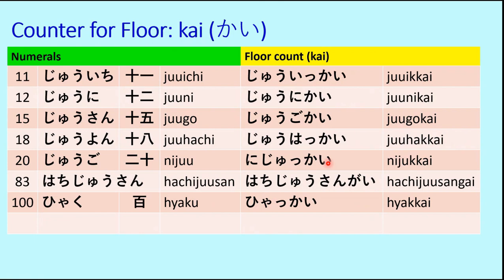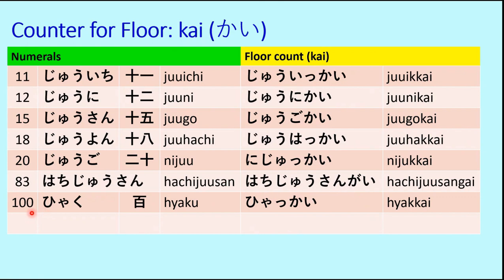Then we have nijukai. You might remember that for the age counter, 20 years of age was hatachi, but here it is the normal nijukai. Then we have 83 as hachiju-san, so the floor will be hachiju sangai. Hachiju sangai is the 83rd floor.